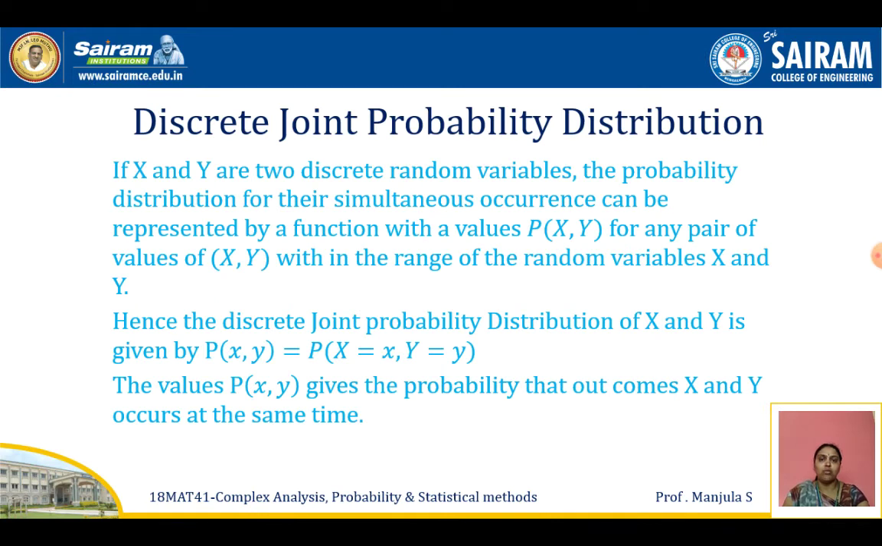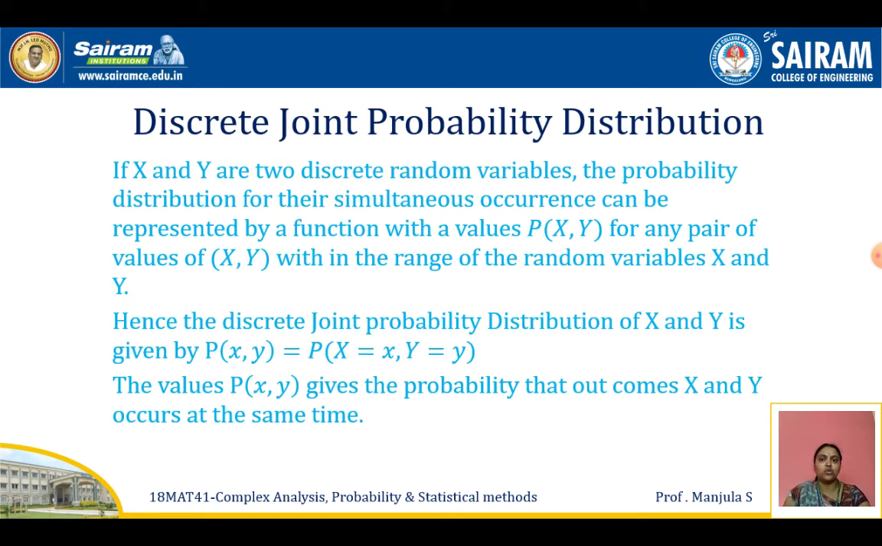Now in a joint probability distribution, first we'll talk about discrete joint probability distribution. So if it is discrete, what are all the conditions it has to satisfy? So everything we have to go through here. If x and y are two discrete random variables, the probability distribution for their simultaneous occurrence can be represented by a function with the values p of x comma y for any pair of values of x comma y within the range of the random variables x and y.